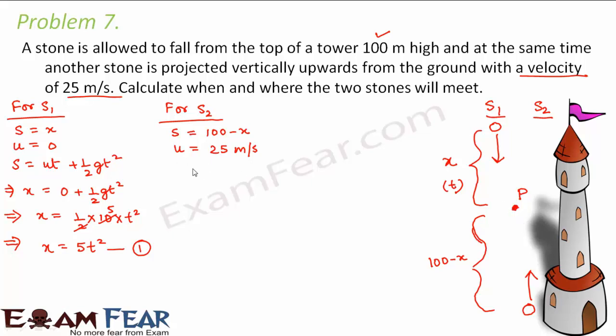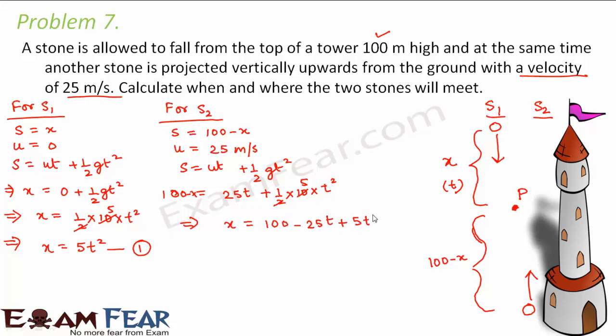So here again, let us write down the equation, which is S is equal to ut plus half gt square. So this can be written as 100 minus x is equal to 25 into t plus half into 10 into t square. Half of 10 is 5. So we can write it as x is equal to 100 minus 25t plus 5t square. So this is my second equation.